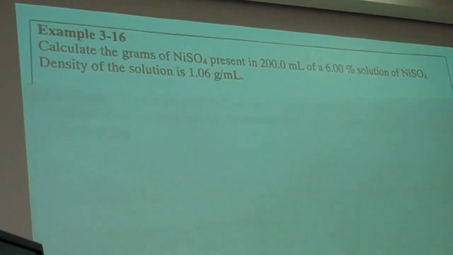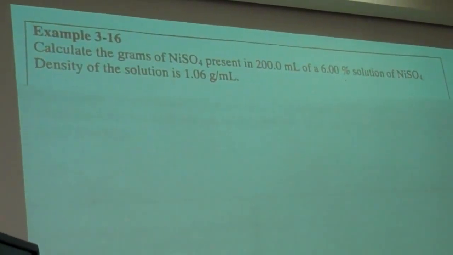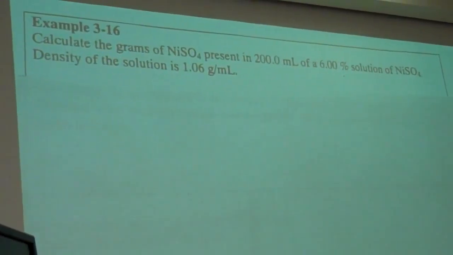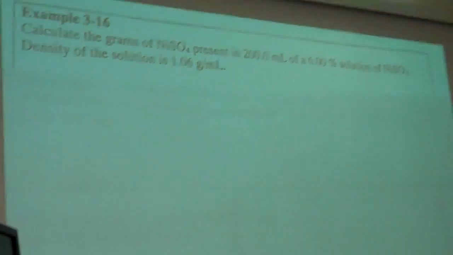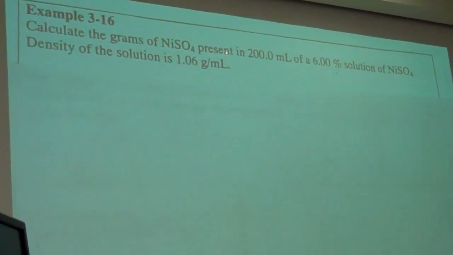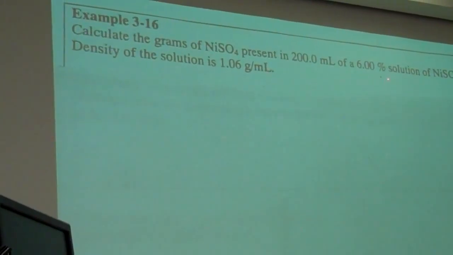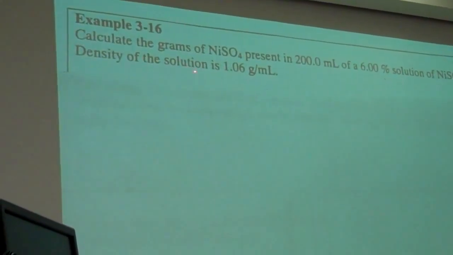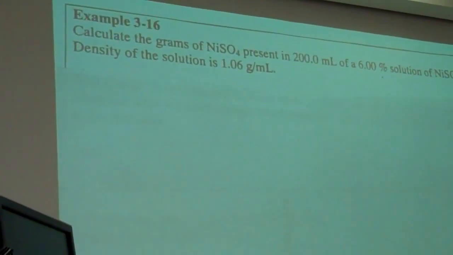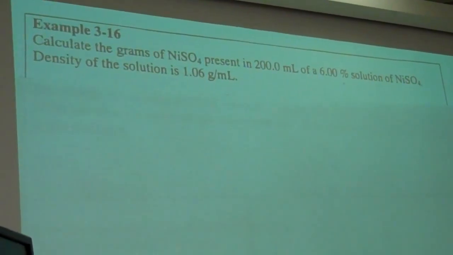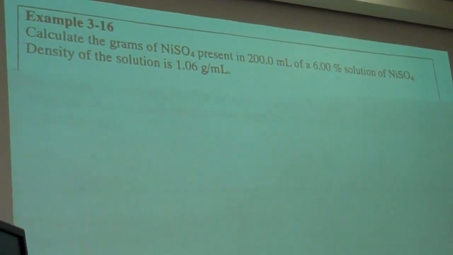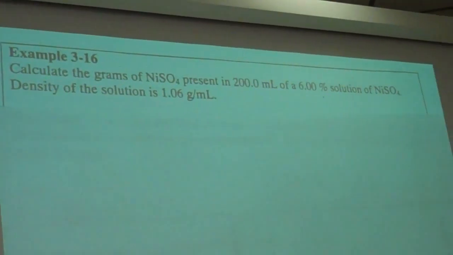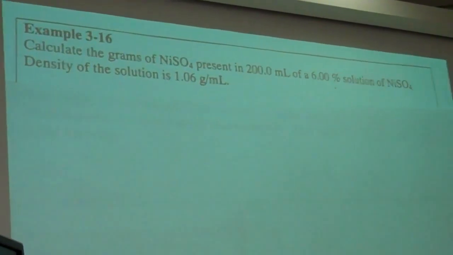Okay? Nina, read what the book says. Do you have that handy for 316? Listen to see if there's a difference or not. It says calculate the mass of NiSO4 present in 200 mils of a 6% solution of NiSO4. The density of the solution is 1.06 grams per milliliter at 25 Celsius. Now there's two changes there. One was, they say mass, I say grams. Okay, just to help out a little bit.